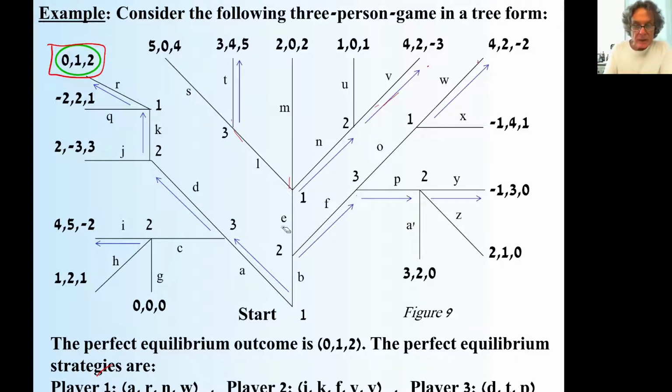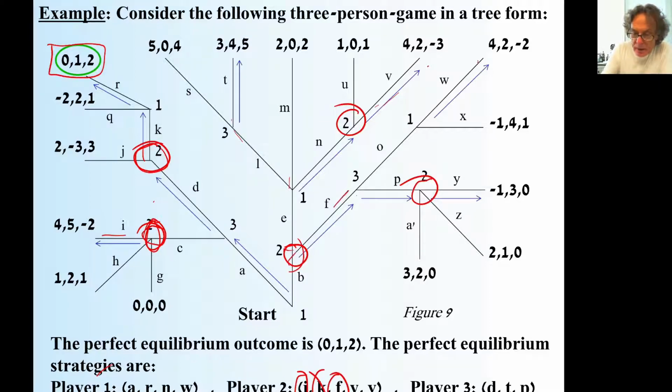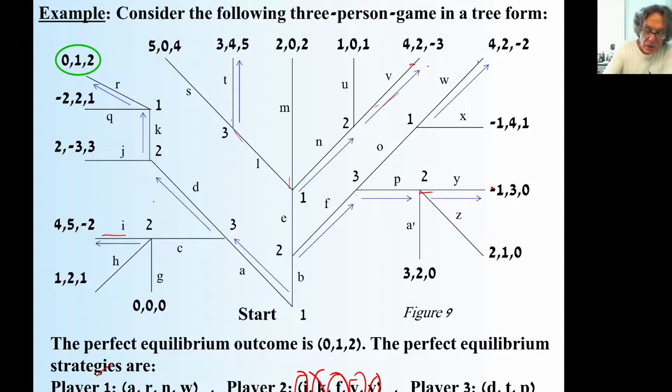We go to player 2. Let me circle. Where is the decision of 2? 2 can make a decision here, here, here, here, here. So 2 has 5 decisions to take. So let me go from here. Here she takes I. Next, here she takes K. Next, here she takes F. Here she takes V. And here she takes Y. It doesn't matter if I write V or Y. It is clear enough to understand in every decision node what she does. So this is the strategy of player 2, what she does in each one of her 5 decision nodes.